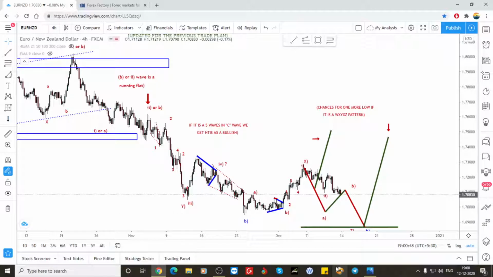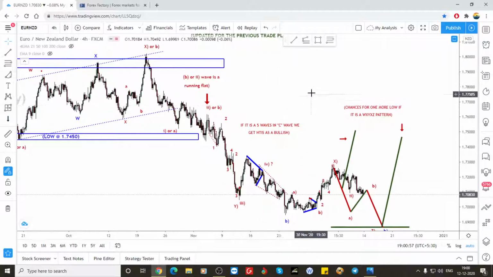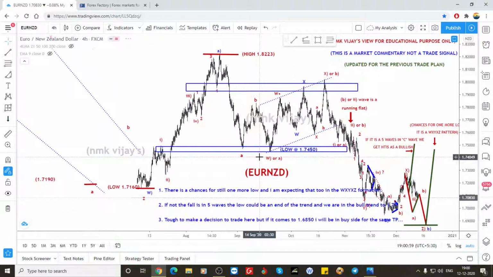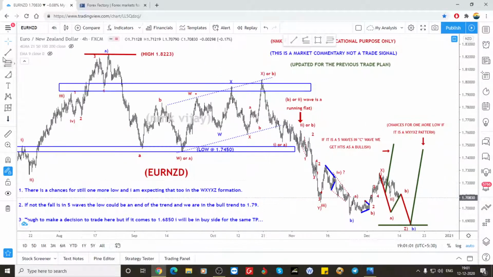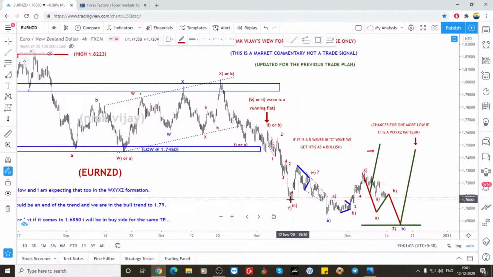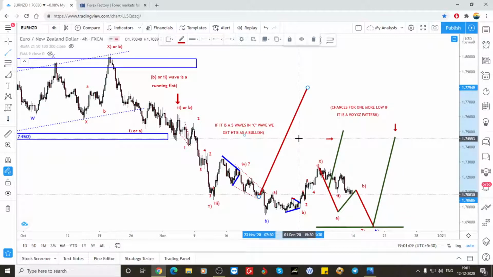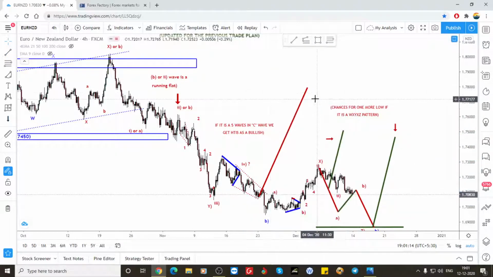And I got one more view: I took this previous one as an impulsive wave, and it has one more wave from here. It can go above that 1.79 because it has already broken this low. So that is the simple book trade. If it is an impulsive A, from here it has to shoot, that was my bias, but it has already broken this low again. So that means still we are in the correction.